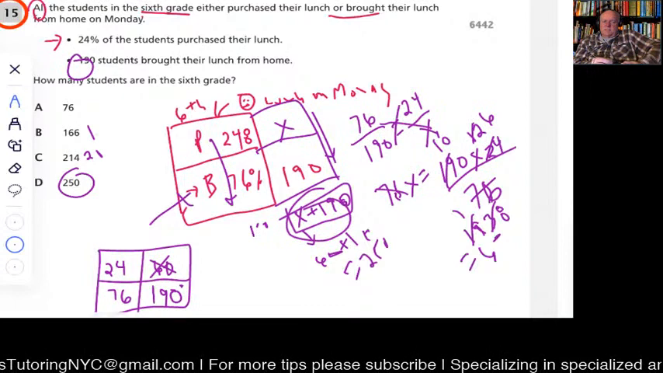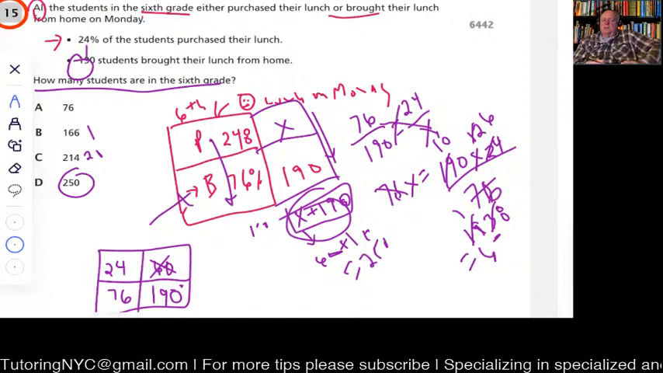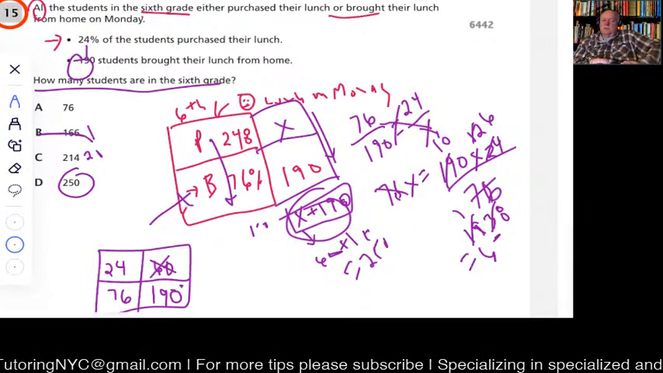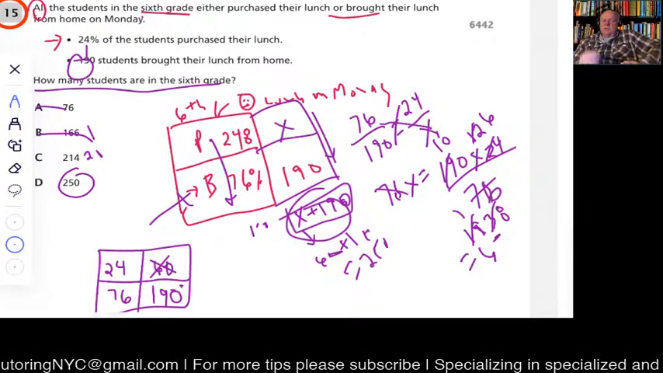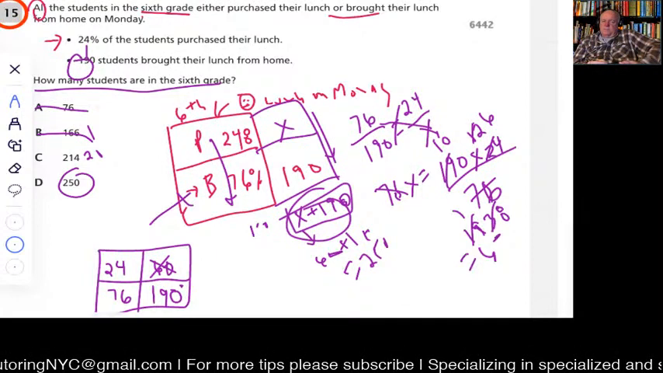It says how many students are in the 6th grade. It told you 190 brought lunch. So how could there only be 166 students? And how could there only be 76? So A and B are out the window no matter what. They almost gave this to you on a silver platter.